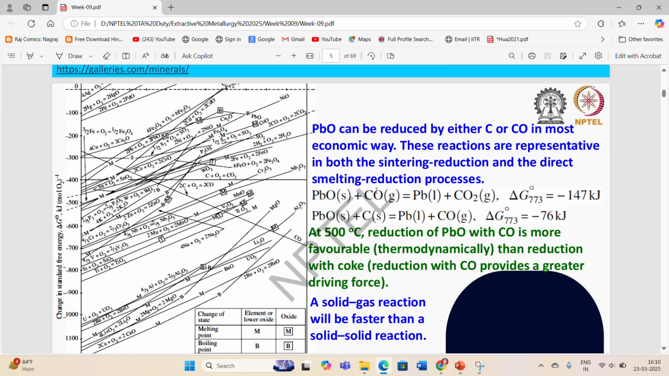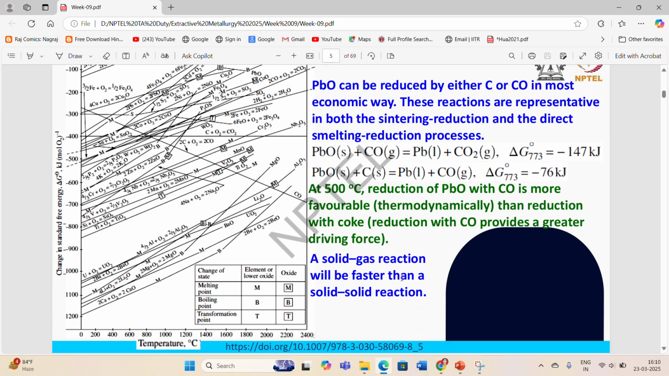However, lead in nature is generally found in the form of galena, that is PbS, lead sulfide. So first we have to convert that PbS into PbO, then only can we go with the carbothermic reduction process for the lead recovery. So at 500 degrees Celsius, reduction of PbO with CO is more favorable than reduction with coke. Reduction with CO provides a greater driving force.